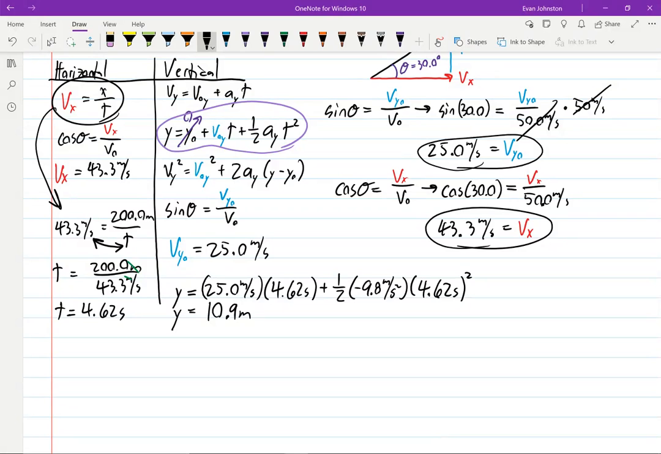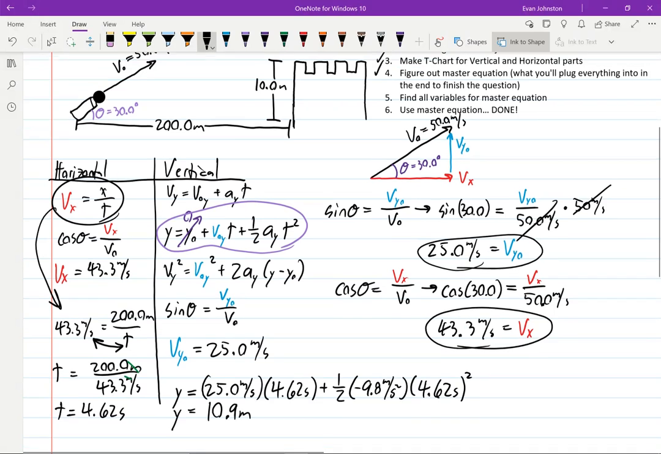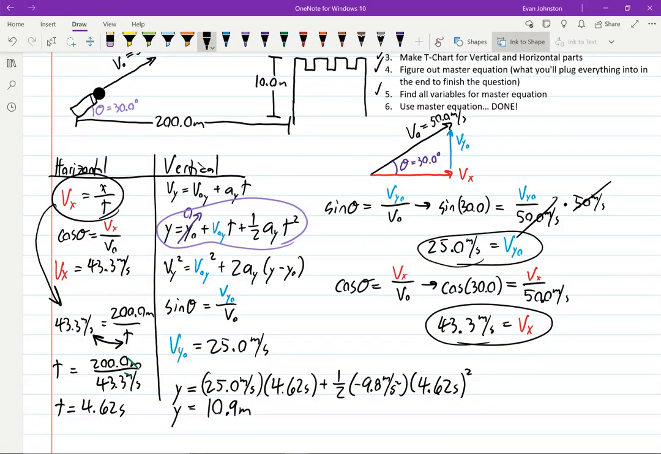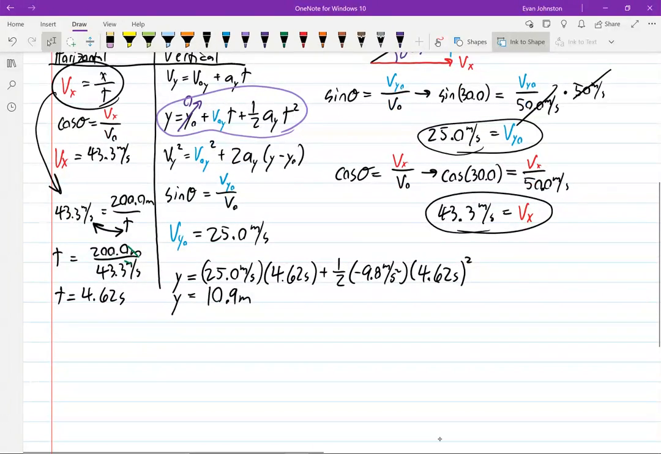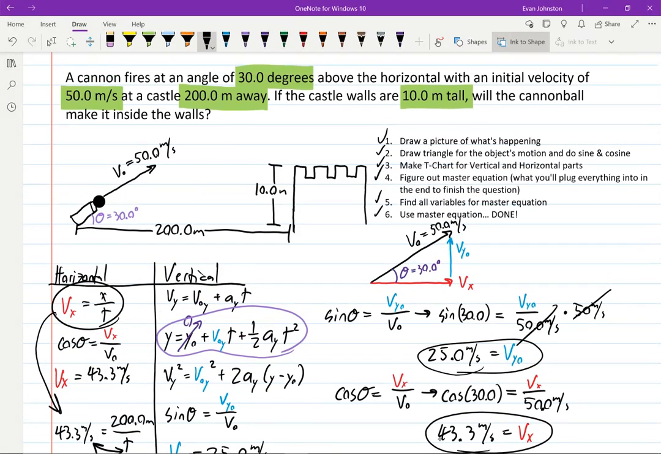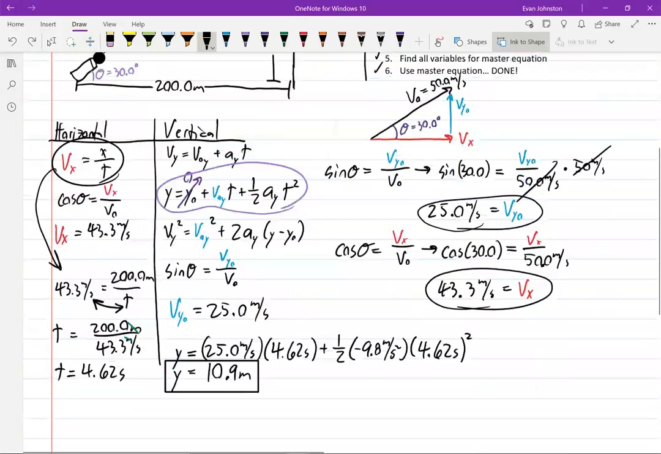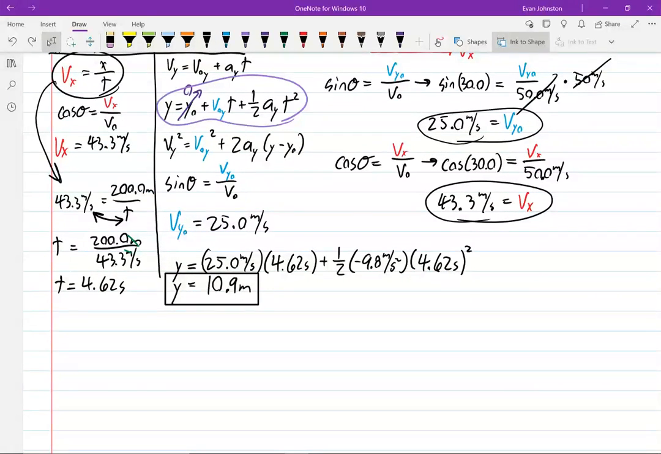Maybe you called it 11. Either way, we've found all the variables, and we used the master equation. And so really, we're done. We know the height now. So with our question here, will it make it inside the walls? Absolutely. This cannonball is going to be right here, flying in just over the wall. Maybe it's going to take someone out who's standing here on the walls even. So really, the short answer is yes. It will make it over. Yes, it will make it over. Watch out.